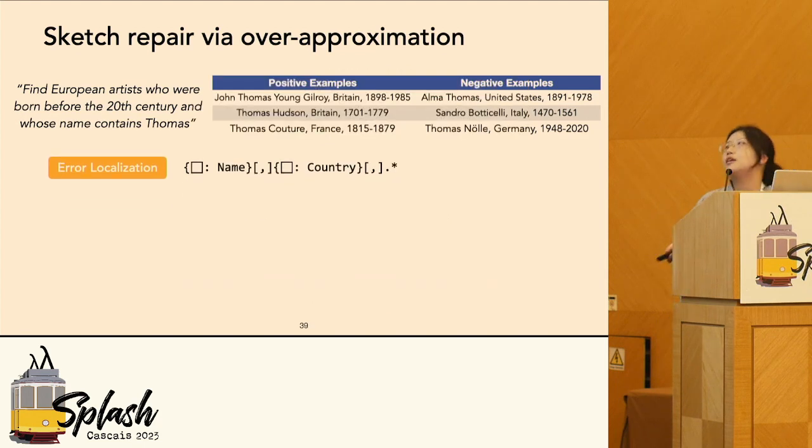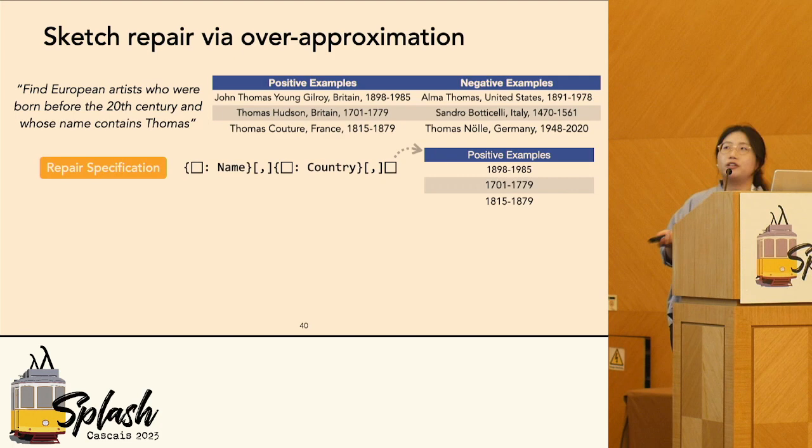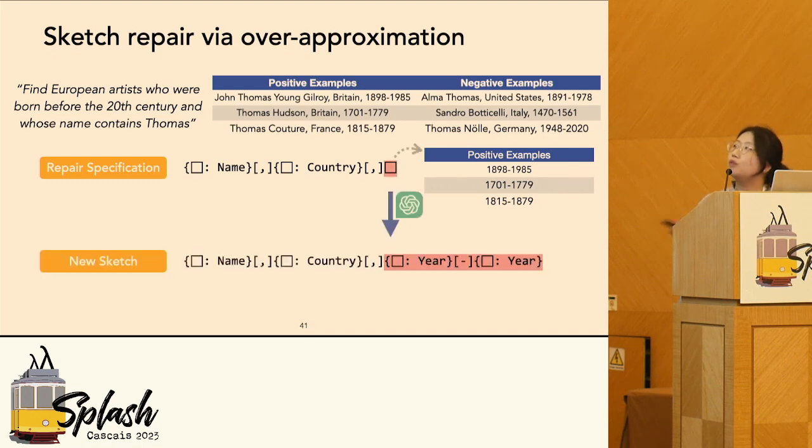But I'm just going to show you how we do the rest. Using this error localization program, we generate a repair specification where, as you can notice, it successfully locates the last hole to be the errored hole, and we also annotate it with the set of positive examples. Again, we just prompt an LLM with this single hole and the positive examples. We're able to obtain a new sketch, and you can see it's a more refined version than the previous one we got.